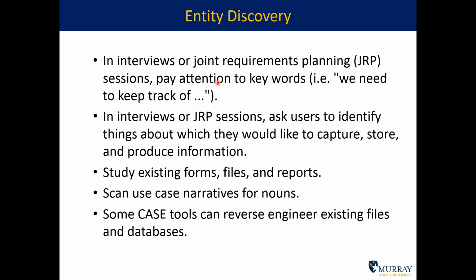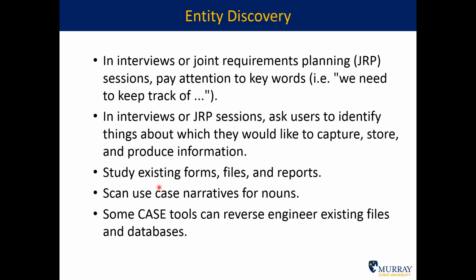So when you interview users, when you talk to them, pay special attention to such words or phrases such as we need to keep track of, we need to store information, we need to record. So those phrases would indicate that there is a need to record something. And once you figure out that there is a need to record something, you create an entity for that something or somebody. To steer users in the right kind of direction, you may ask them directly to identify things or people or events about which they would like to capture, store, and produce information. So that would be an indicator that you need to have an entity for that.